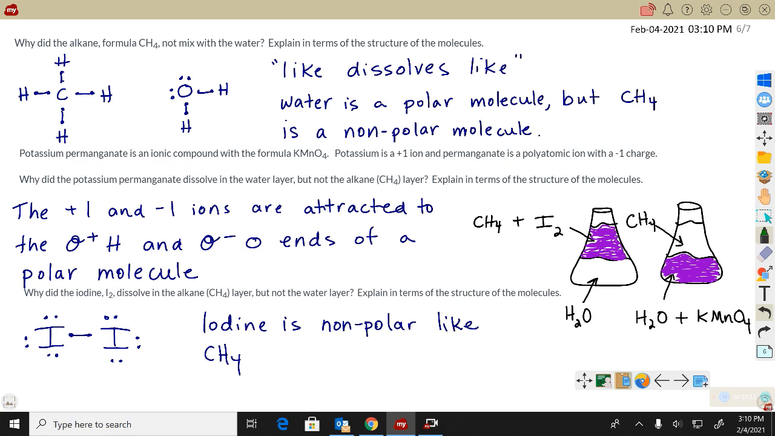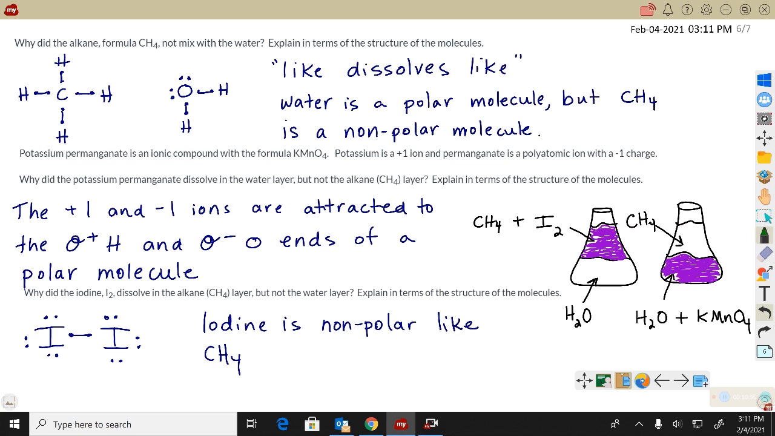So when I've got positive and negative ions, they'll be very attracted to the partial positive and partial negative ends of a water molecule. Opposites attract. So in order to dissolve in water, you've got to be polar. You've got to mix with the water, which means that you've got to have charges, like a polar water molecule.